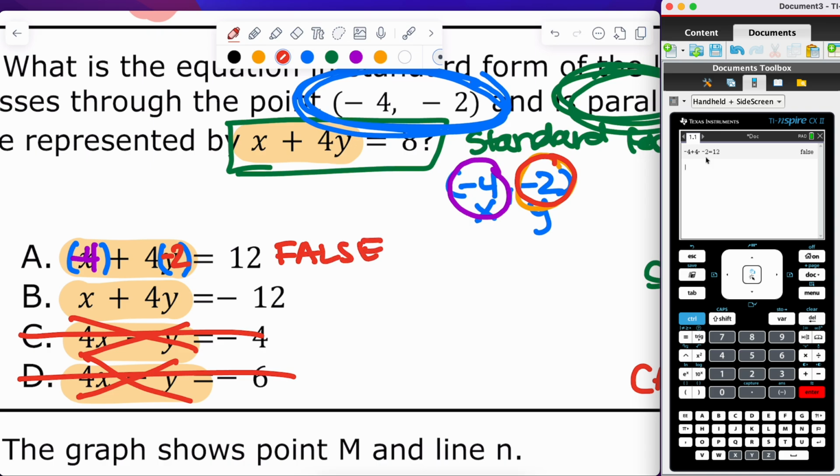So now we are going to try B. Remember, add the parentheses. We're going to do negative 4 for x and then negative 2 for y. So I'm going to try B in the calculator. Parentheses, negative 4 plus 4 parentheses, negative 2 equals negative 12. Enter, and that says true. So if I were trying to choose between true and false, I would obviously choose true.